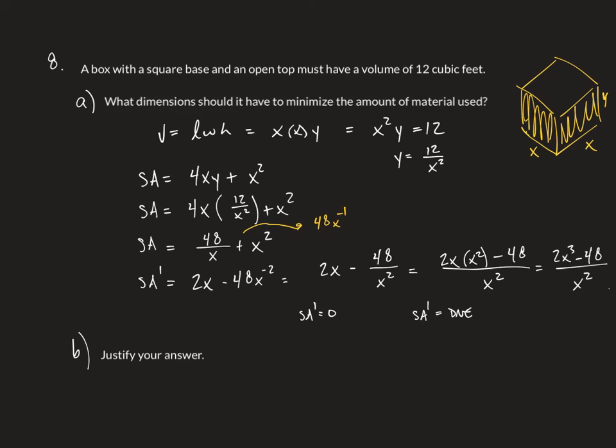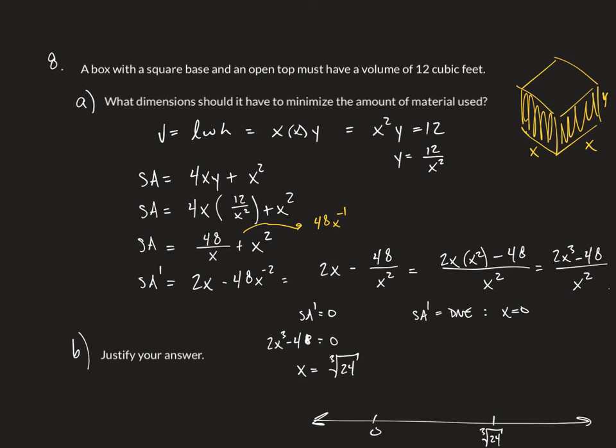Well, this surface area function is not going to exist if x is 0, because 0 is in the denominator. So in that case, x equals 0 is a critical value. And the other case is when 2x cubed minus 48 is equal to 0. So I'll go ahead and solve that. x is equal to the cubed root of 24. So I'm going to make a number line, and on that number line I'm going to put 0 and the cubed root of 24, because those are the critical values we're going to be discussing here.